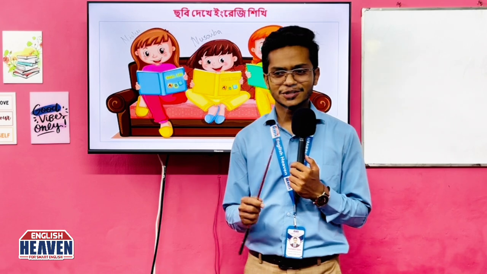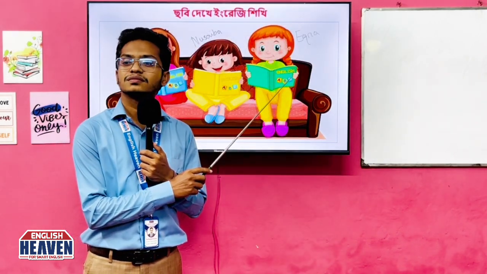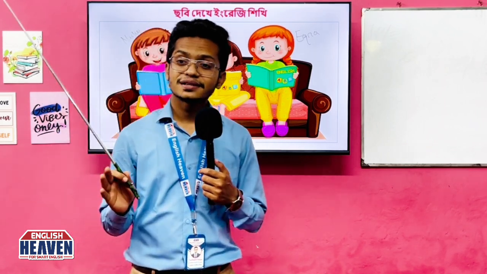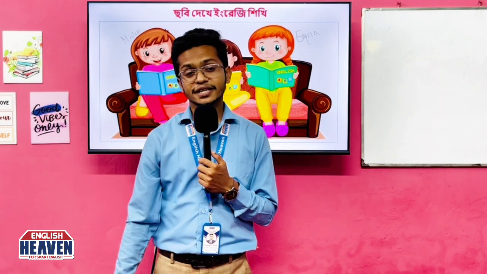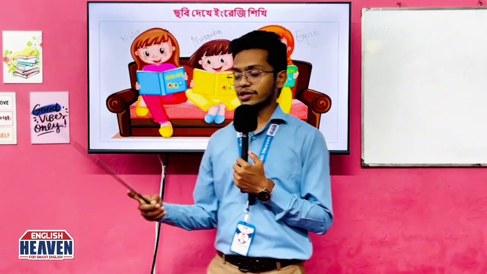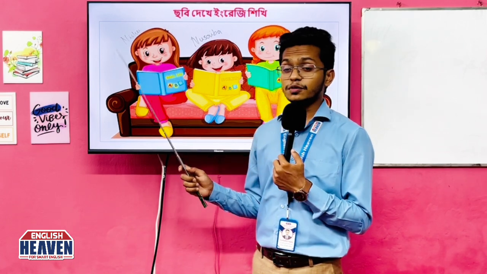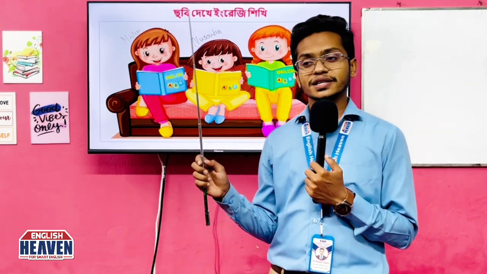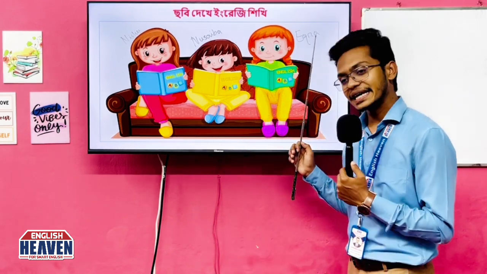Tell me, everyone has to tell me together, please. What is the name of the third girl? The name of the third girl is Ikra, okay? So that means there are 3 girls in the picture. The name of the first girl is Nishu, and the name of the second girl is Nusaiba, and the name of the third girl is Ikra.